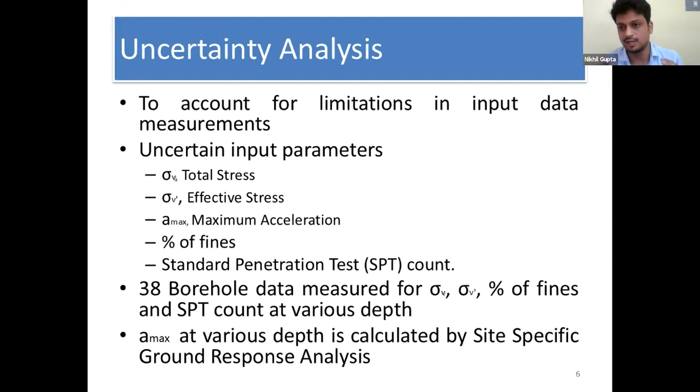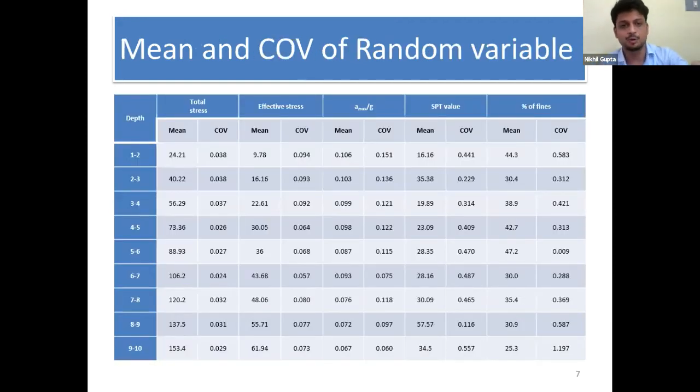We have 38 borehole data at each depth, every 1 meter depth, for all uncertain input parameters. For maximum acceleration, the 38 data at every 1 meter depth are obtained by site-specific ground response analysis. Then we can calculate probabilistic parameters like mean and standard deviation for the 38 data at every depth for each uncertain input parameter. These are the probabilistic parameters, mean and coefficient of variation, for these five uncertain input parameters, for every 1 meter depth up to the 10th meter depth.